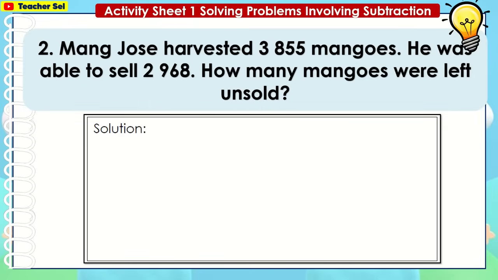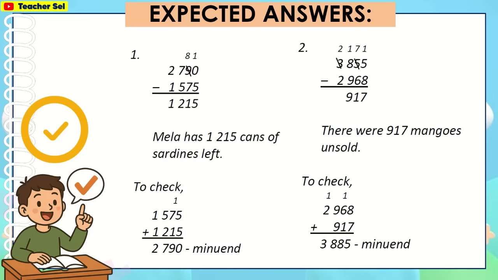Number 2. Mang Jose harvested 3,855 mangoes. He was able to sell 2,968. How many mangoes were left unsold? Here are the expected answers. Mela has 1,215 cans of sardines left. For number 2, there were 917 mangoes unsold.